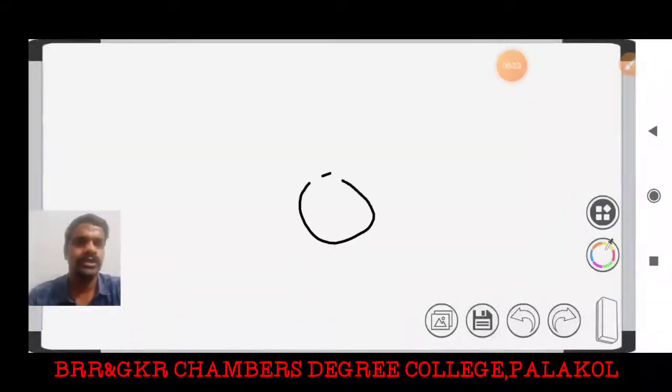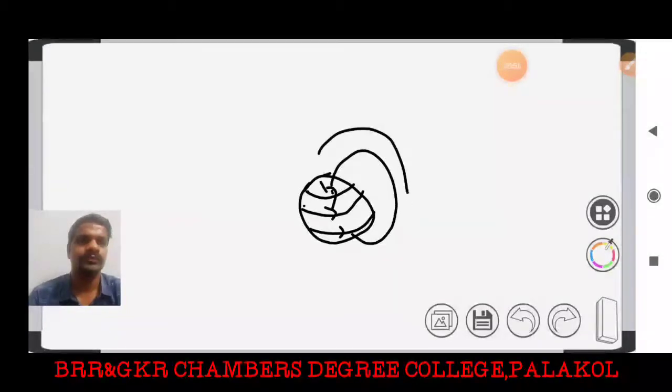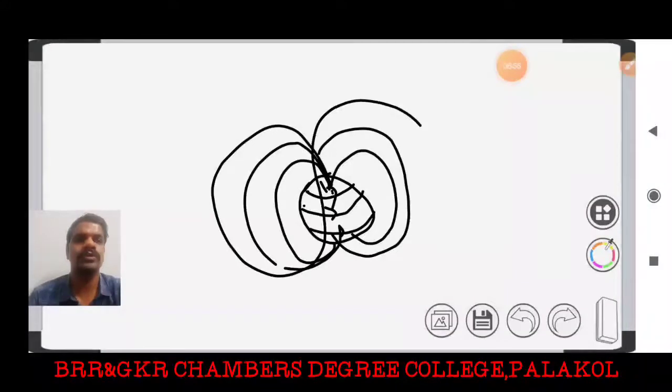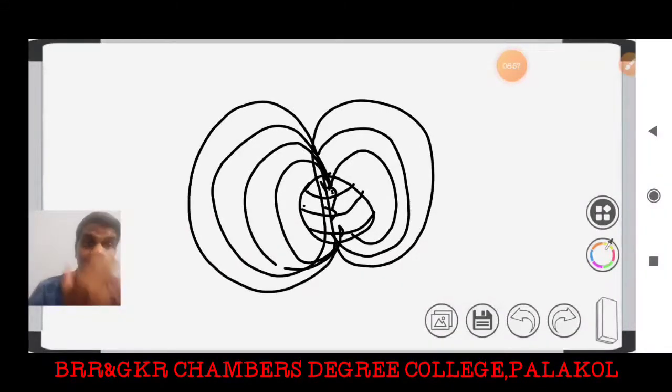So I can represent this is the nucleus, and circulation of electrons is like this. Here the movement of electrons creates an electric field vector, and the electric field vector produces a magnetic field vector. That means, due to the circulation of electrons around the nucleus, it produces a secondary magnetic field.